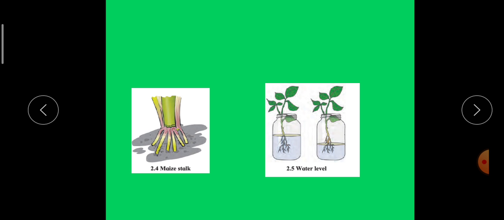Dicotyledonous plants have taproot and monocotyledonous plants have fibrous roots. Now what is this dicotyledonous and monocotyledonous? The seeds which can be divided into two parts, those are called dicotyledonous seeds. And the seed which cannot be divided into two parts, they are called monocotyledonous, single cotyledon. Okay.